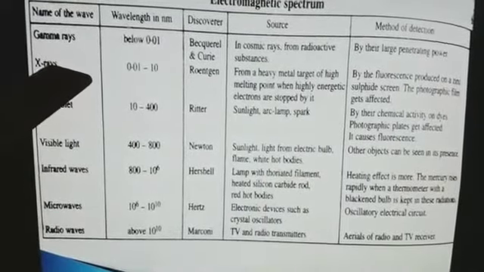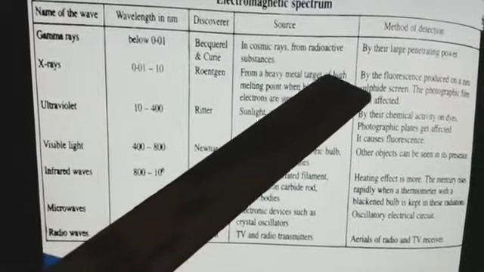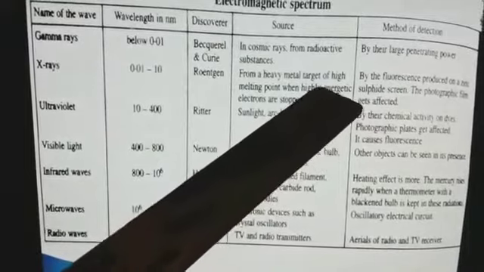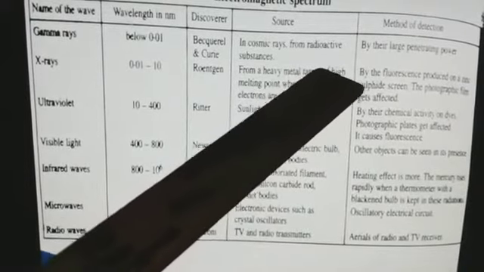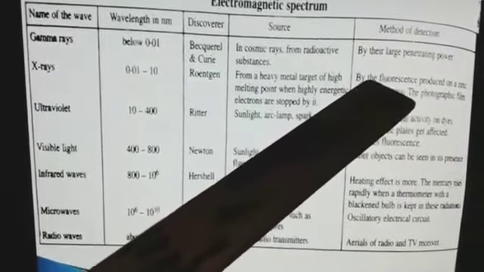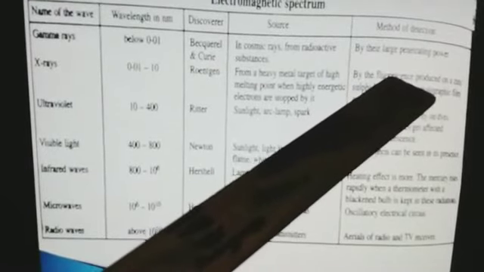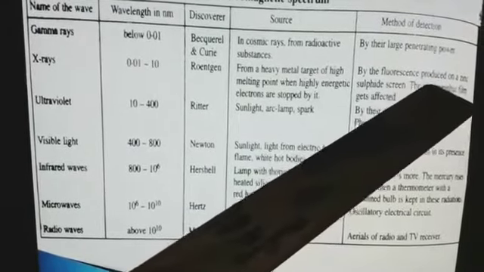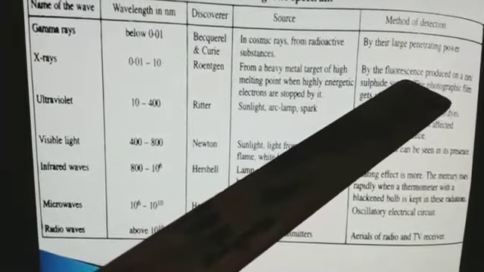The next one is X-rays. The source of X-rays is a heavy metal target of high melting point, when fast moving energetic electrons are stopped by it. And how can we detect the presence of X-rays? They can be detected by the fluorescence produced on a zinc sulfide screen. The photographic film gets affected. This is the method of detection of X-rays.